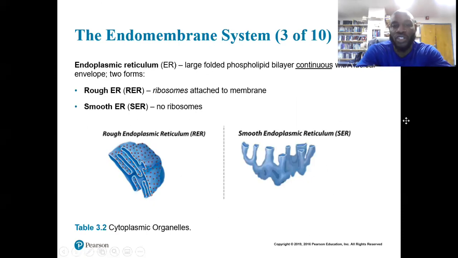Endoplasmic reticulum, large folded phospholipid bilayer, similar to the plasma membrane, continuous with the nuclear envelope. You have rough endoplasmic reticulum. The reason we call it rough is because there are ribosomes attached to the surface, and you have smooth endoplasmic reticulum, which has no ribosomes attached to the surface, right? And this sort of provides a pathway for vesicles and things to pass through.